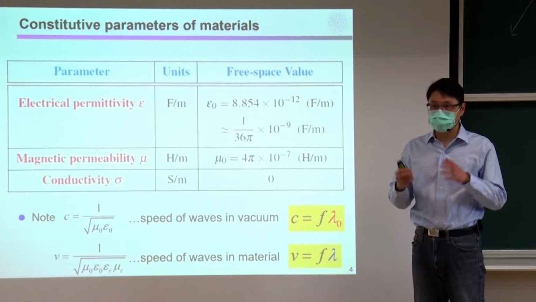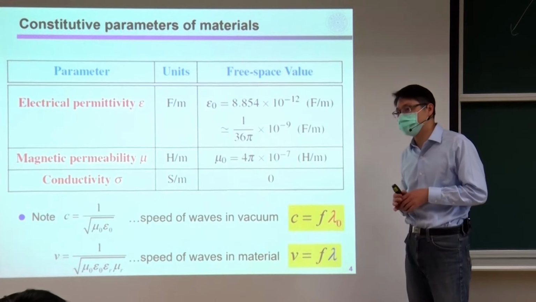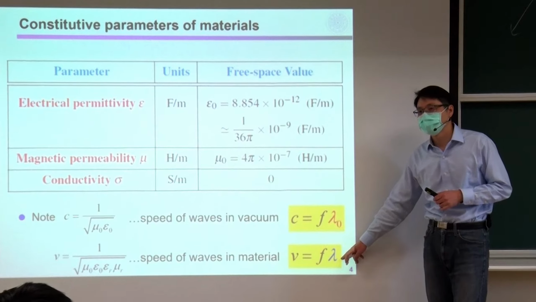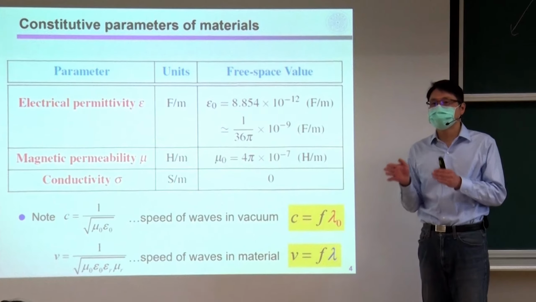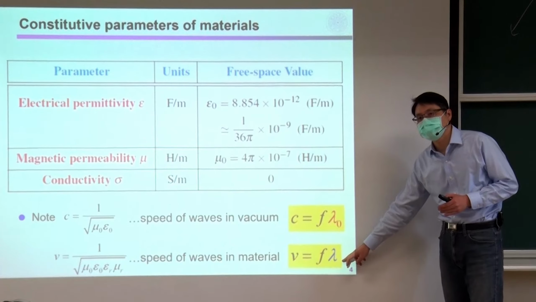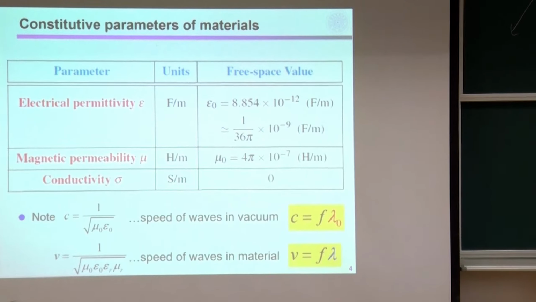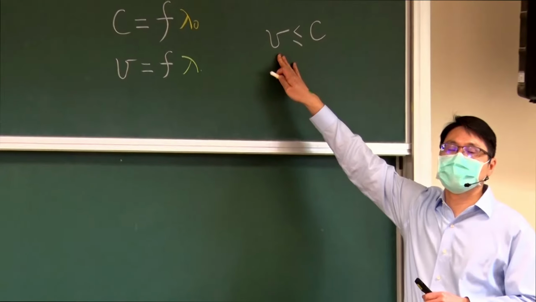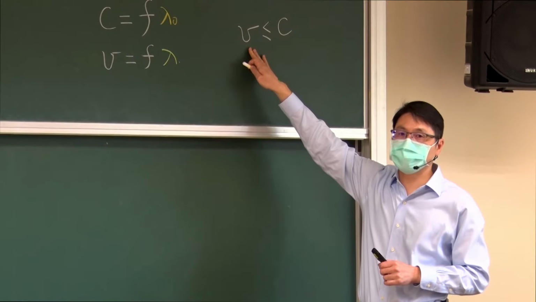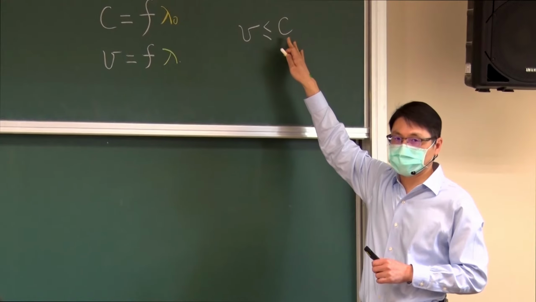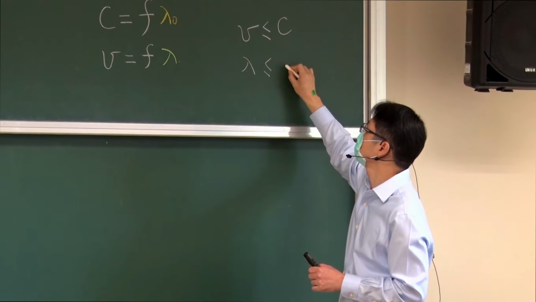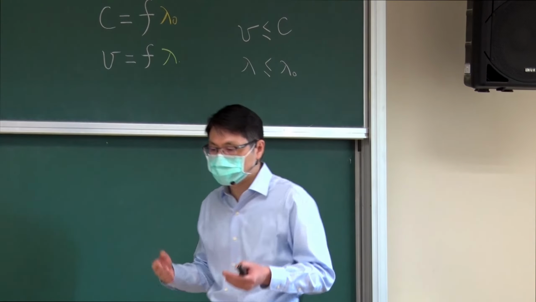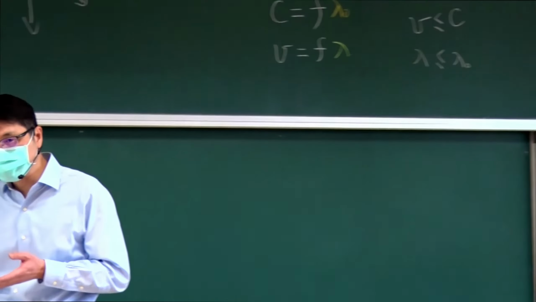You had 10 minutes to think about a relationship between lambda 0 and lambda. So basically, lambda 0 is the wavelength in vacuum. Lambda is the wavelength in material. Given that the speed of a wave in material will always be slower than in vacuum, lambda will also be smaller than or equal to the wavelength in vacuum.